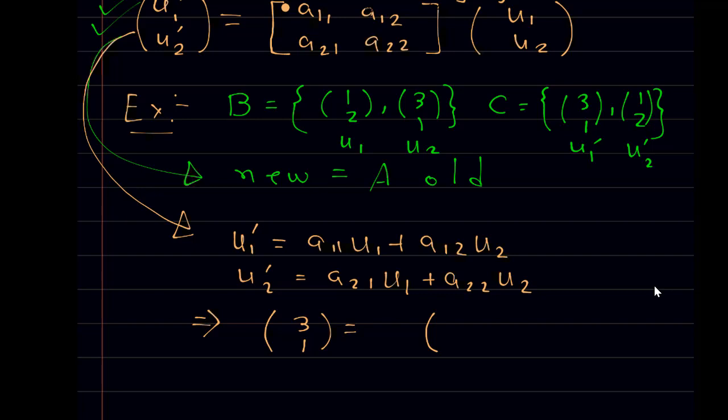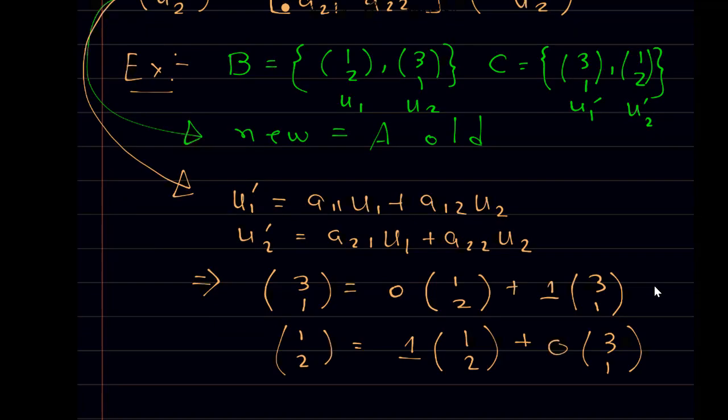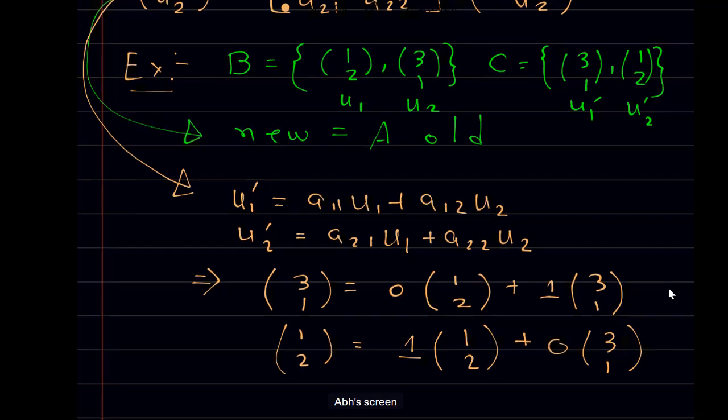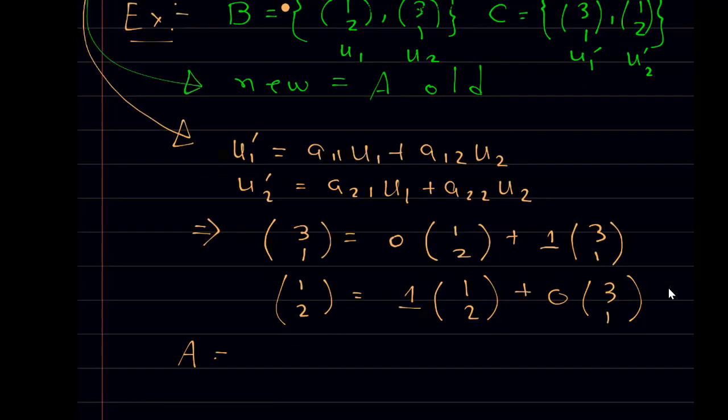Now, what is my transformation matrix A? My transformation matrix A is 0 1 1 0. Okay, so now I gave you an example of how to calculate this. Now what is the next step? The next step is my claim that A transpose is the matrix that will help you to go from one coordinate to another coordinate, but the reverse. You go from the new to the old.